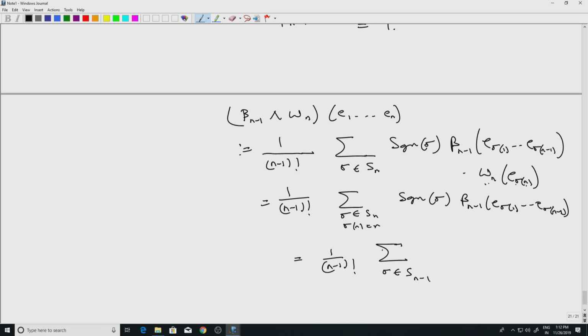All those permutations of Sn which fix n can essentially be identified with S n minus 1, one lower down, and sign sigma remains the same. Then one has beta n minus 1, everything is the same except that I am now looking at this. So in other words, I end up with this.